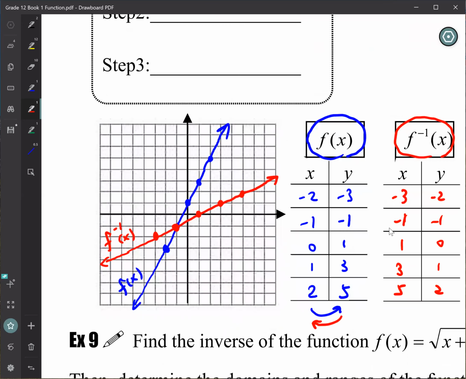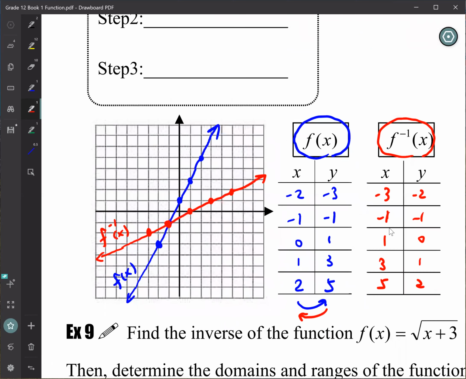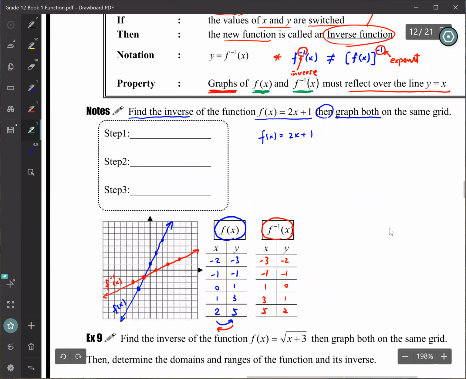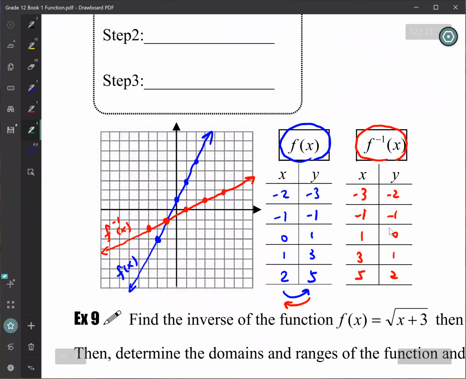Any questions so far? We all got a graph? Okay, so this graph, the inverse graph, has a special property. It has a reflection. We look at the top property: f of x and f inverse will reflect over the line y equals x. Y equals x means the line must go through the points (1, 1), (2, 2), (3, 3), (4, 4), right? X and y are the same. Same thing with the other side.